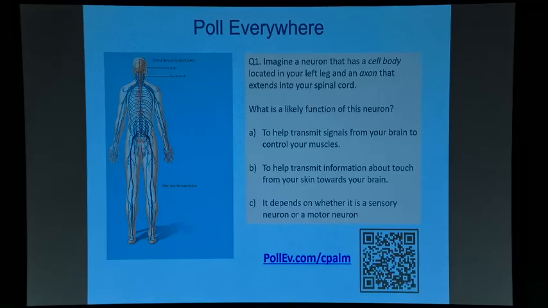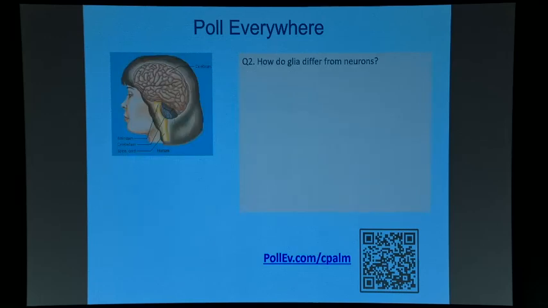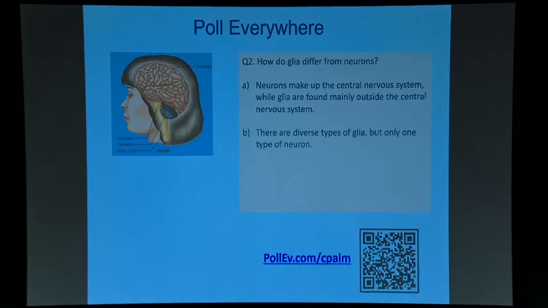All right, so another question: how do glia differ from neurons? A, neurons make up the central nervous system, while glia are found mainly outside the central nervous system. B, there are diverse types of glia, but only one type of neuron. C, glia are few in number compared to neurons. Or D, glia often play a role in supporting the function of neurons.